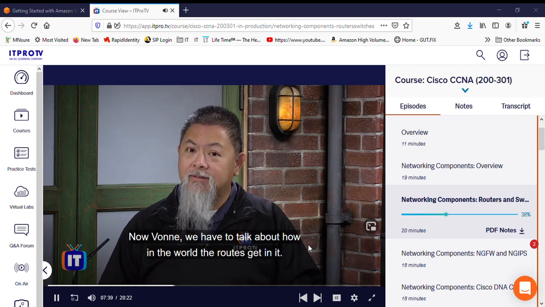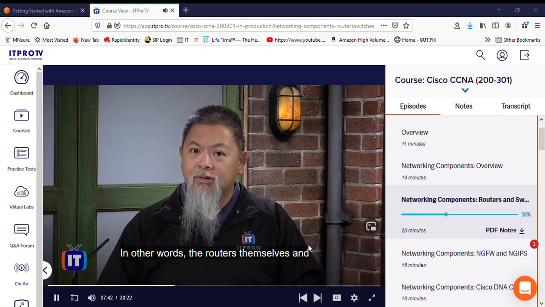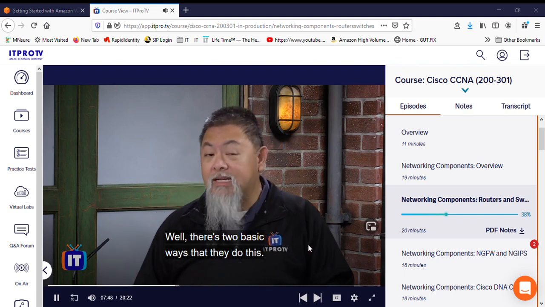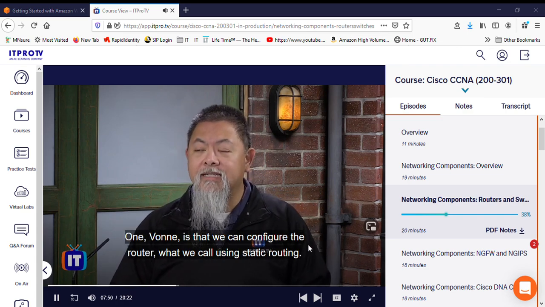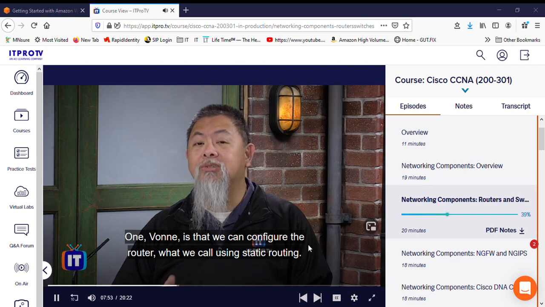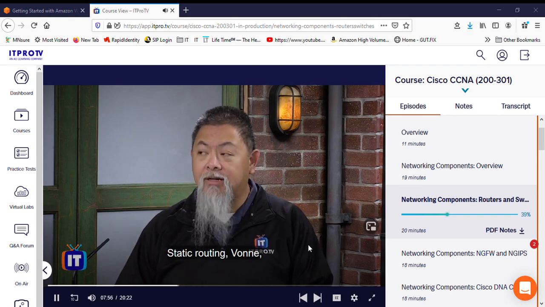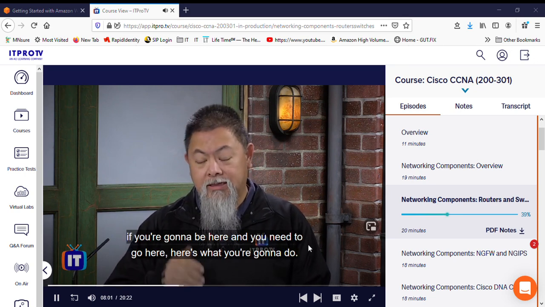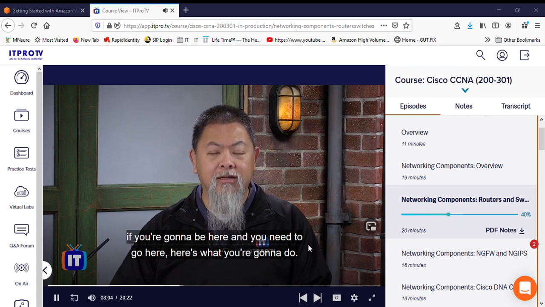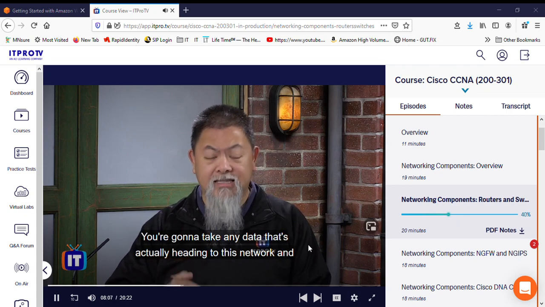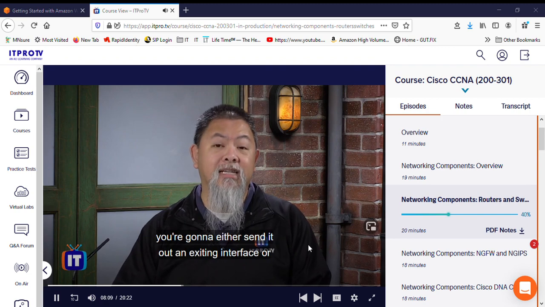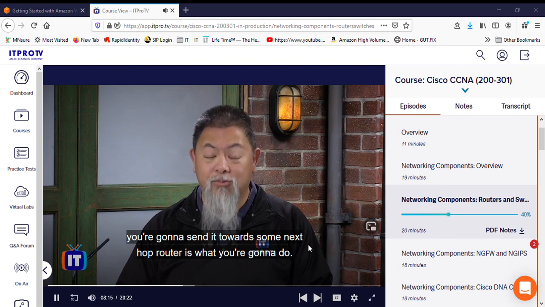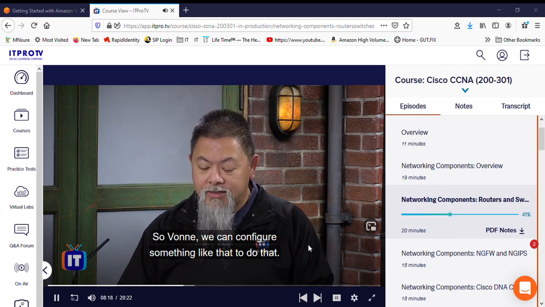Now, Vaughn, we have to talk about how in the world the routes get in there. In other words, the routers themselves and how they do this in terms of routing. Well, there's two basic ways that they do this. One, Vaughn, is that we can configure the router using what we call static routing. Static routing, Vaughn, means that you configure the route directly on the router. You tell it, if you're going to be here and you need to go here, here's what you're going to do. You're going to take any data that's heading to this network, and you're going to either send it out an exiting interface, or you're going to send it towards some next hop router. So Vaughn, we can configure something like that.